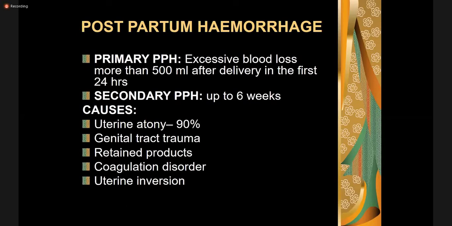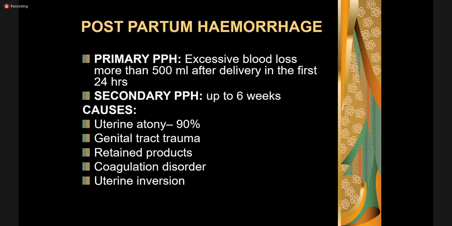But in certain conditions, the uterus may remain relaxed, such as prolonged labor, macrosomia, general anesthesia, hydramnios, or in multiparas, where the uterus may not contract so easily. And even for the contraction of the uterus, we give oxytocin after the delivery of the fetus, that is the third stage of labor. So if you find that the uterus is relaxed and the patient is bleeding, that is uterine atony, which is present in 90% of patients.